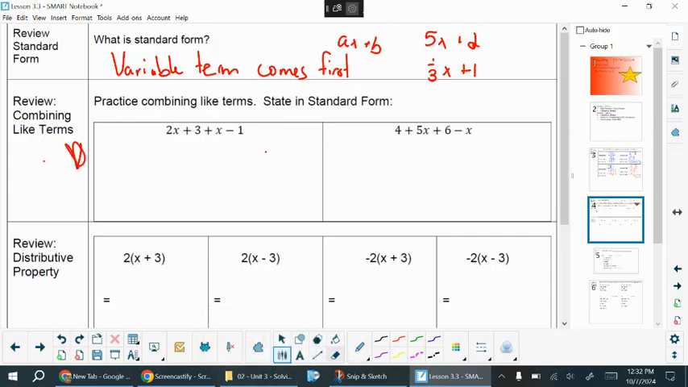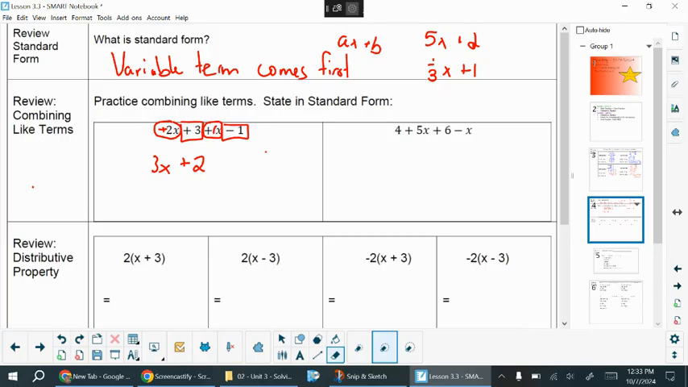So from here, we'll review some combining like terms and distributive property before we move on and combine these two ideas together into equations. So remember, when we are combining like terms, our big focus is making sure we get the signs right. So if I combine a positive 2x and a positive 1x, I get a positive 3x. Then when I combine my positive 3 and my negative 1, I get a positive 2. I don't need that positive sign in front.